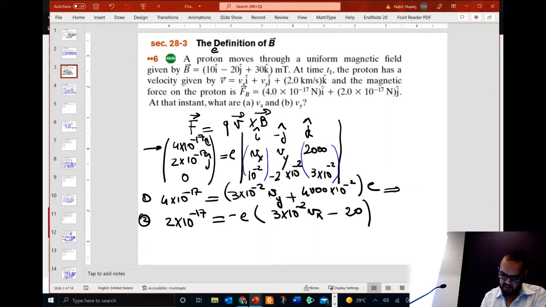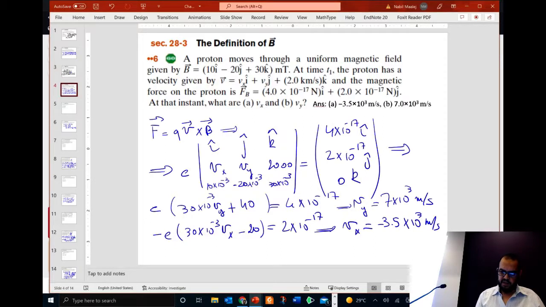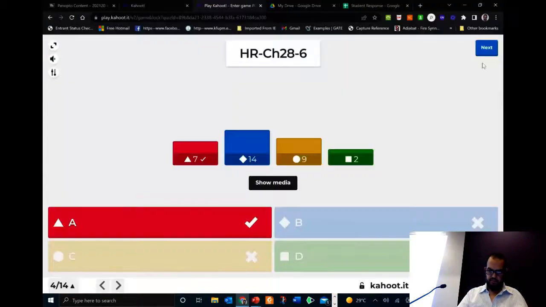So you can see here you have everything. You can solve for Vy, and here you can solve for Vx. You can also do the other method like we did before. When you solve, you find that in this case Vy is 7 × 10^3 meters per second, and Vx is minus 3.5 × 10^3 meters per second. So you should be able to solve it either using the vector cross product or using the matrix method. Next problem.